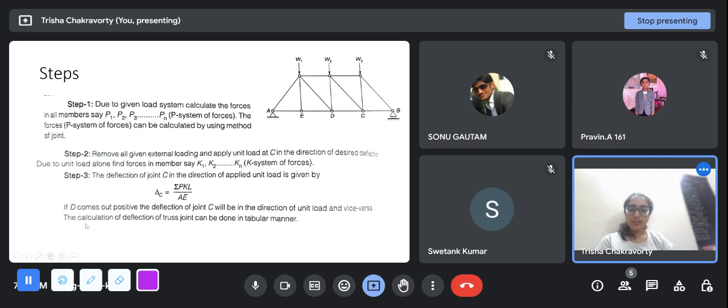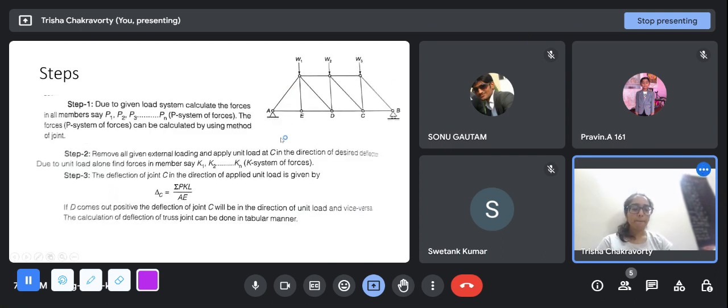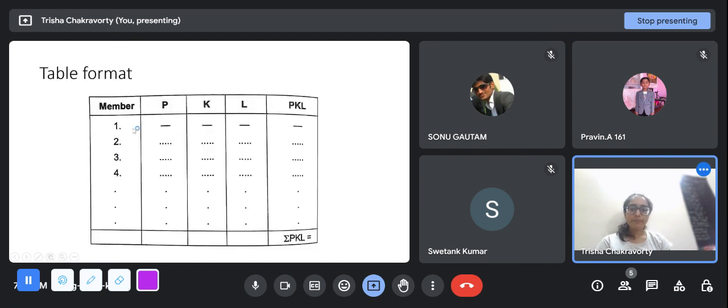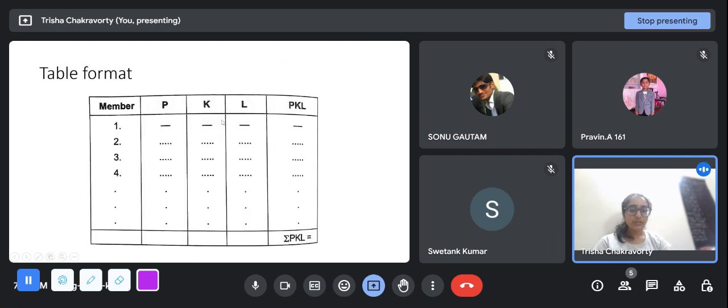And the calculation of the deflection of a truss is generally done in a tabular manner. This is the format of the table to be followed. You will list down the member names. You will number all the members first to help you keep track of it. You will then solve the truss first with the existing loading conditions. When you are solving the P forces, you won't apply the unit load. You are just taking the external load that has been given to you. So you will write down the force developed in each member.